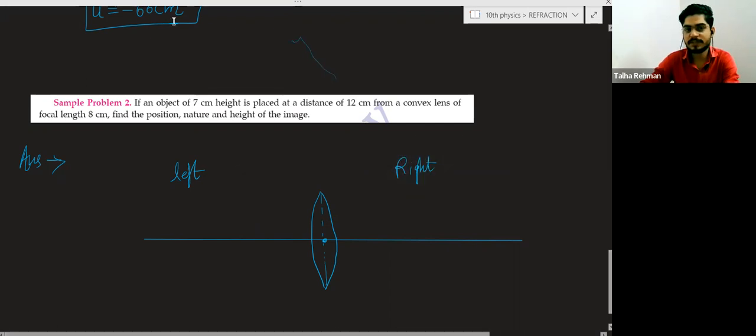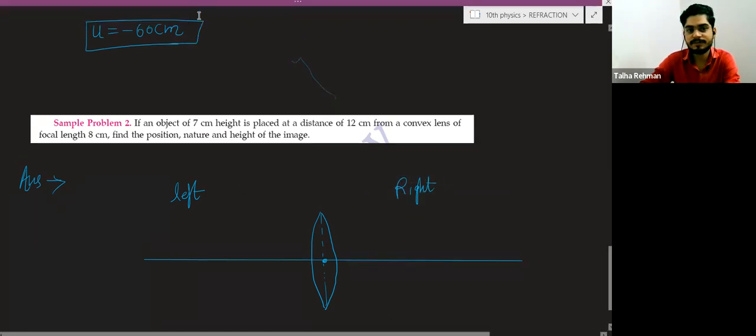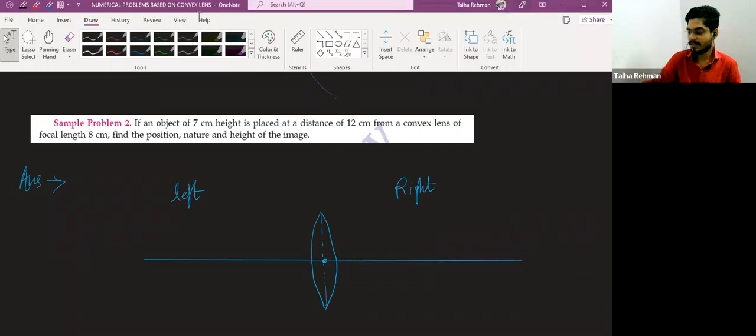This is not mandatory. Suppose you have this lens. You can put the object here also. You can put the object here also. This is not a mirror. This is a lens. Okay.